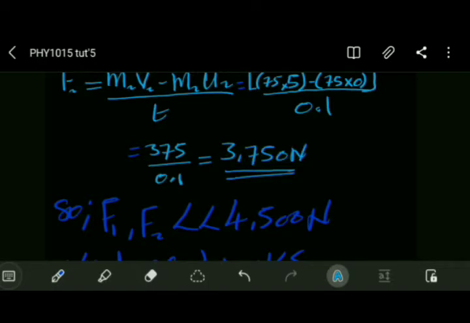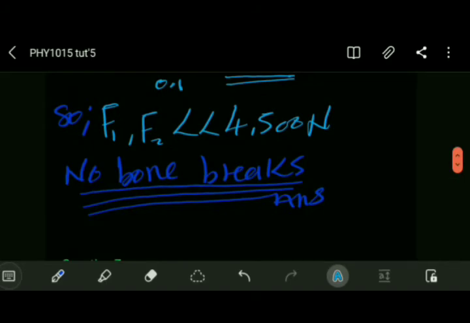We're going to get this, which is going to give us a positive 3,750 newtons. Okay, so the threshold, we know that is 4,500, and both M1 and M2 are experiencing a force of 3,750, which is equal in magnitude, though different in direction. Okay, so if we consider their magnitudes, we find that F1 and F2 are much less than the threshold. Because they are much less, no bone is going to break. None of them is going to break a bone. They are going to go just fine.